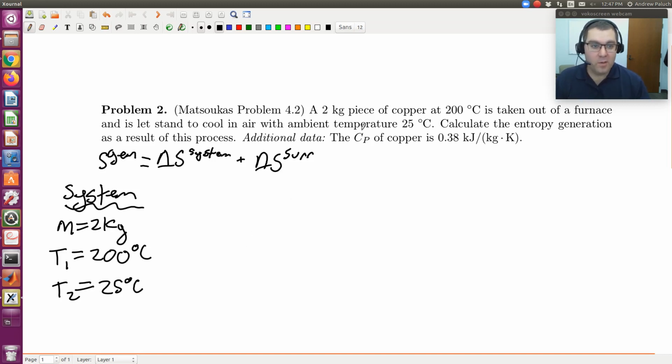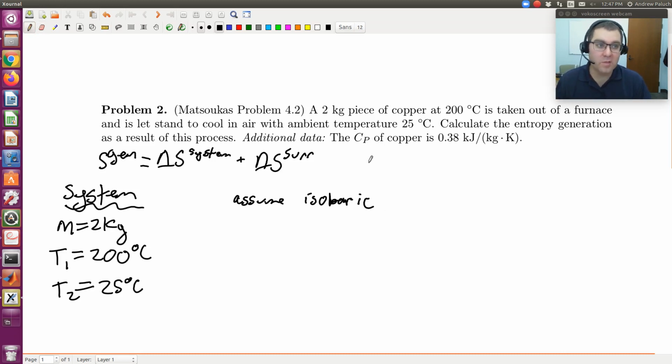I am going to assume that for this copper block, my process is isobaric. I just as well could have assumed that it's isochoric, constant volume. Isobaric makes a little more sense here because I'm given Cp.